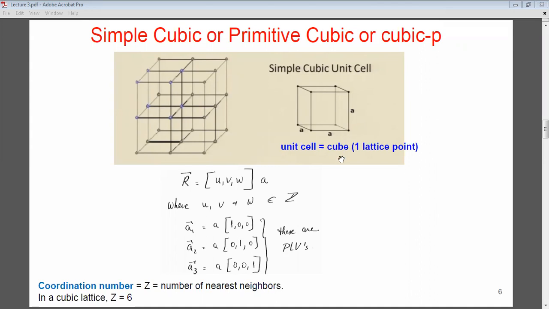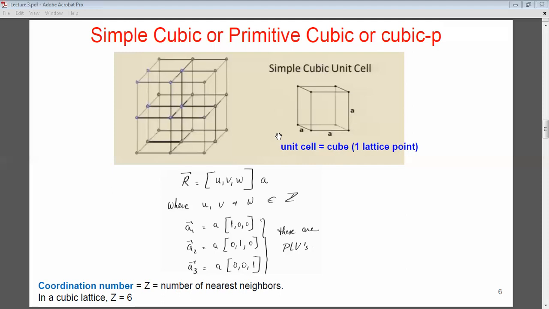So it's a cube. Okay, how many lattice points are there here? There is 1 lattice point. So if I have a unit cell with 1 lattice point, it implies it is a primitive unit cell. And it's 1/8 times all of the 8 corners. Here there is 1/8 of a lattice point, 1/8, 1/8, and so on for all 8 corners. If I add them up, it gives me 1 lattice point.